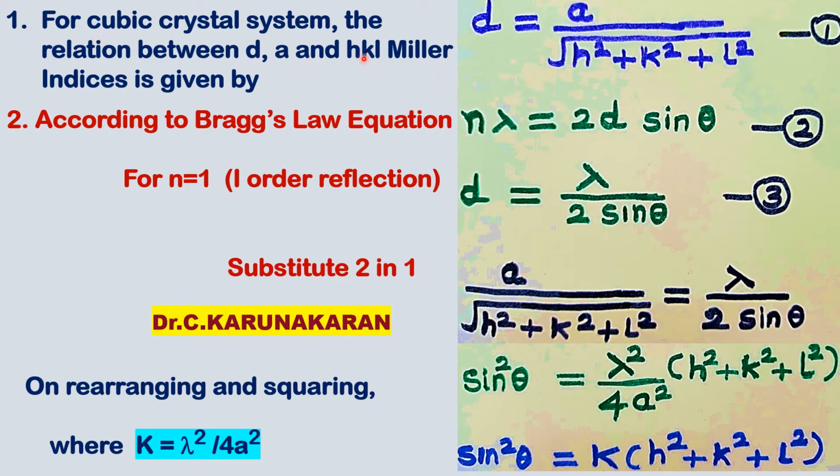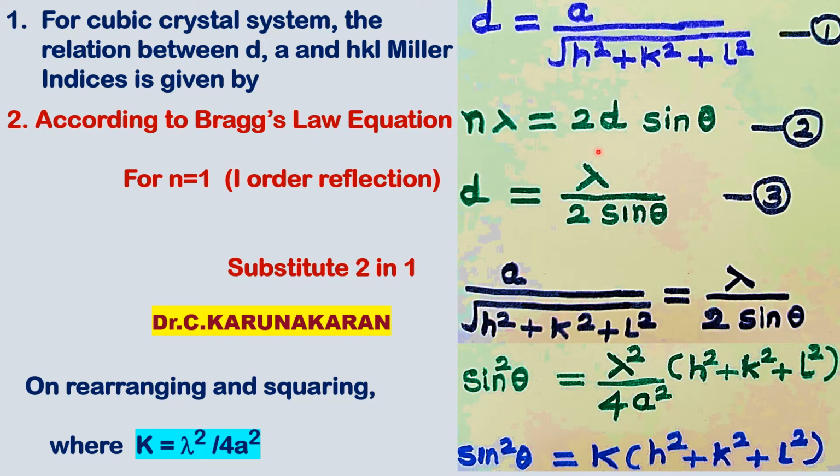We know for the cubic crystal system, the relation between interplanar spacing, unit cell length, and the Miller indices hkl is given by this relation. According to Bragg's law equation, n lambda equal to 2d sine theta, where theta is the glancing angle, or angle of incidence of the X-ray on the particular plane. For n equal to 1, first order reflection, d equal to lambda by 2 sine theta.